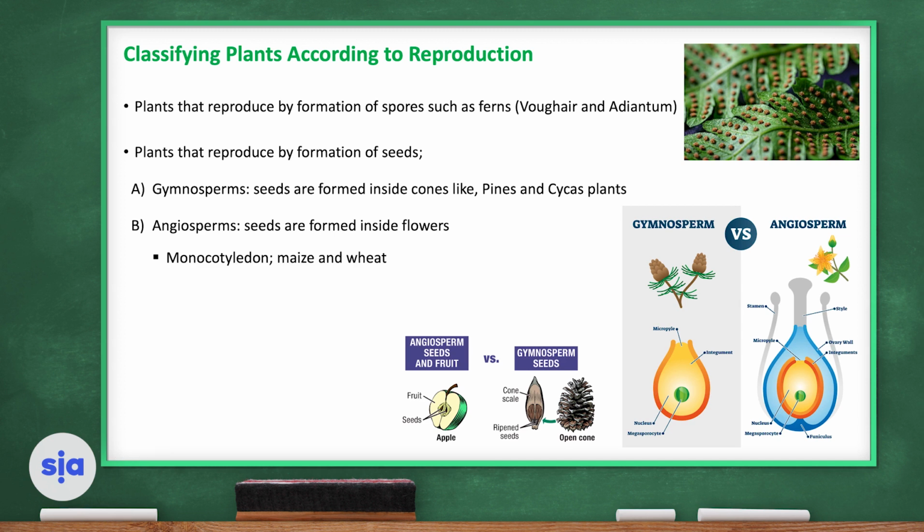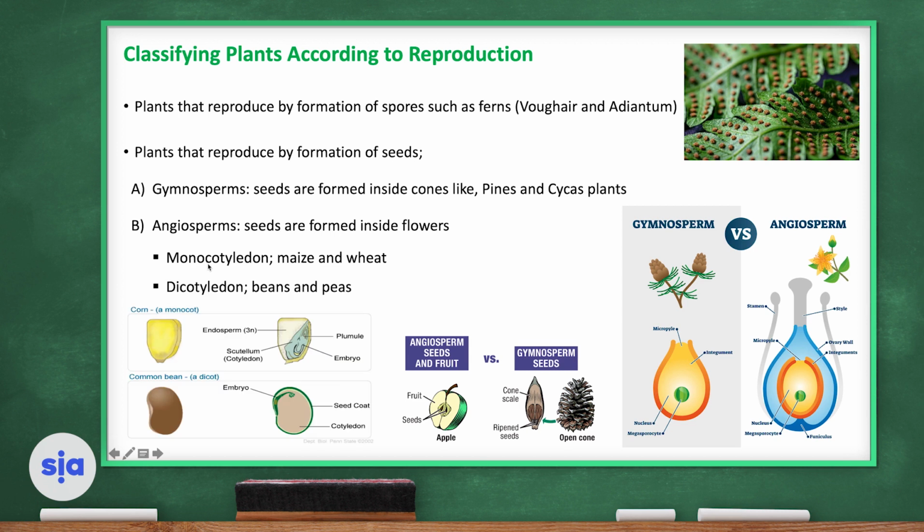Examples for angiosperms: a monocotyledon, like the maize and the wheat. The seed of the corn, maize, or wheat are called monocotyledon. Beans and peas seeds are called dicotyledon.